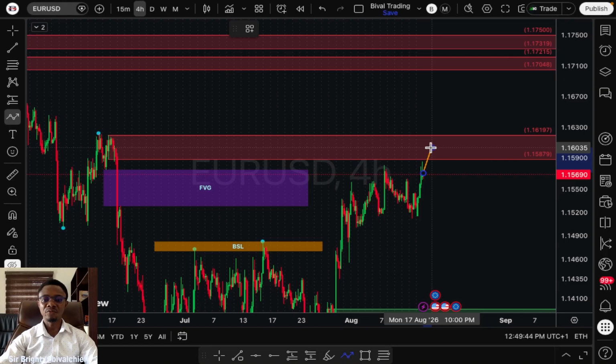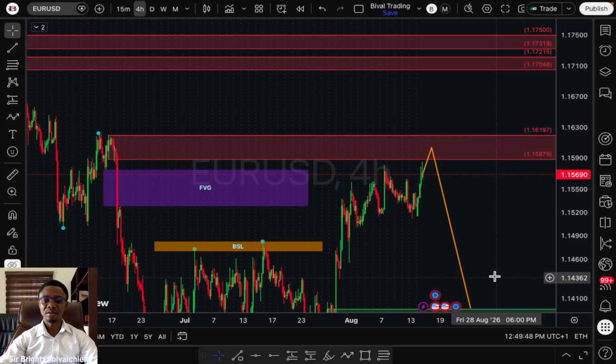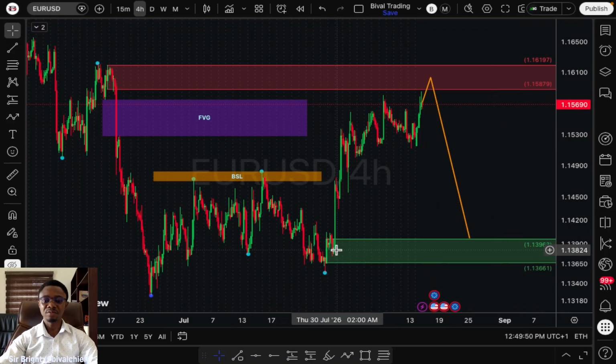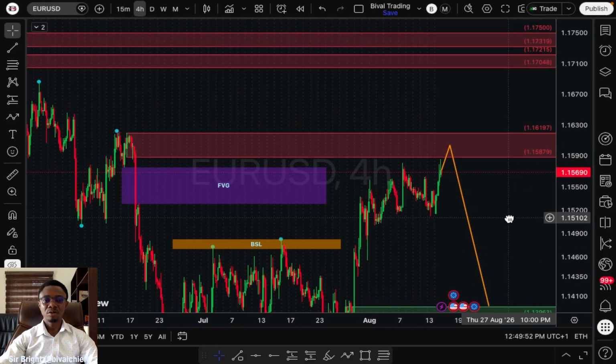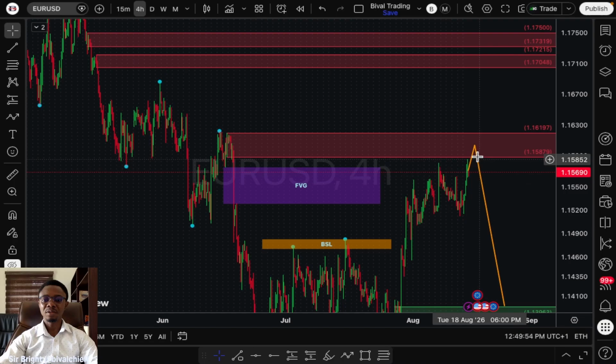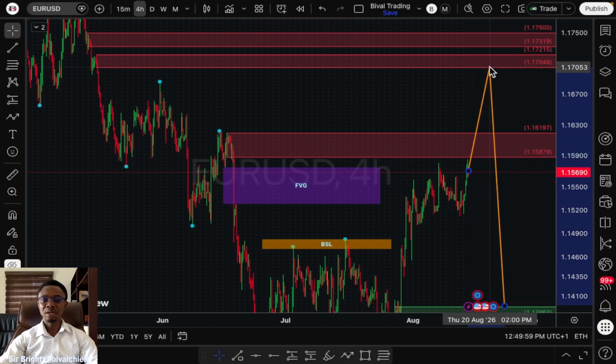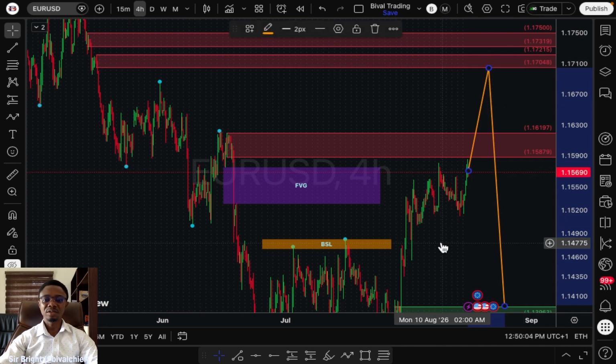In that case, I will look for a direct short opportunity towards the downside, targeting this fresh demand zone right here. Okay. Then also, just like on the daily time frame, if price should break out of this supply here, then that supply up there also becomes another target to look for an entry opportunity on the 4 hours time frame.